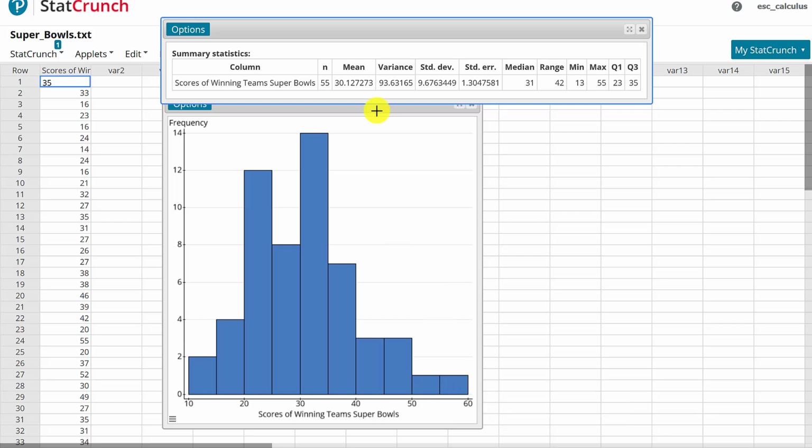Now, some other things you could look at. You could look at the standard deviation, and that's a good measure of how dispersed your data is. So the bigger the standard deviation, the fatter or wider your distribution is.